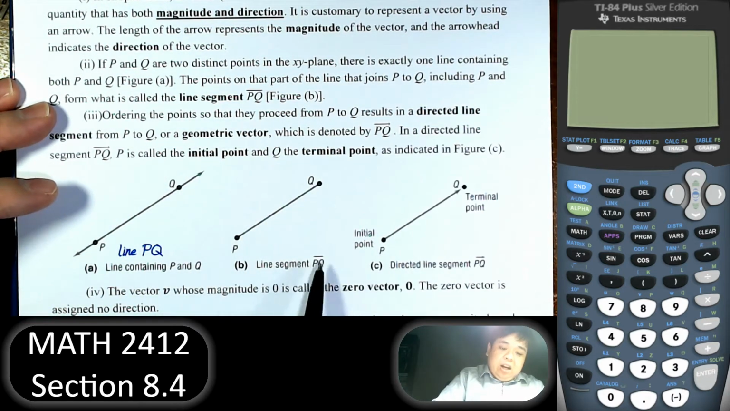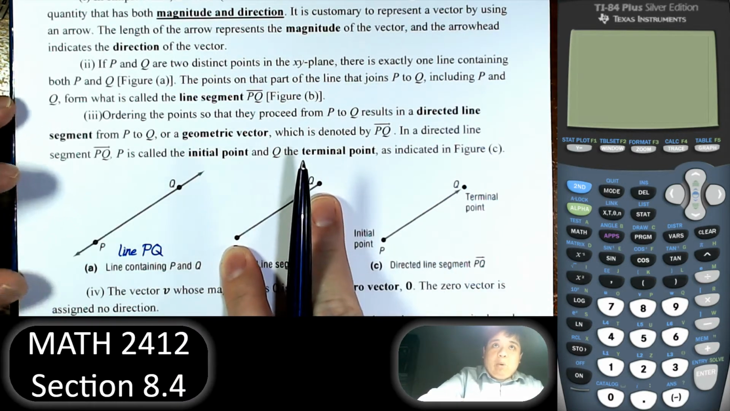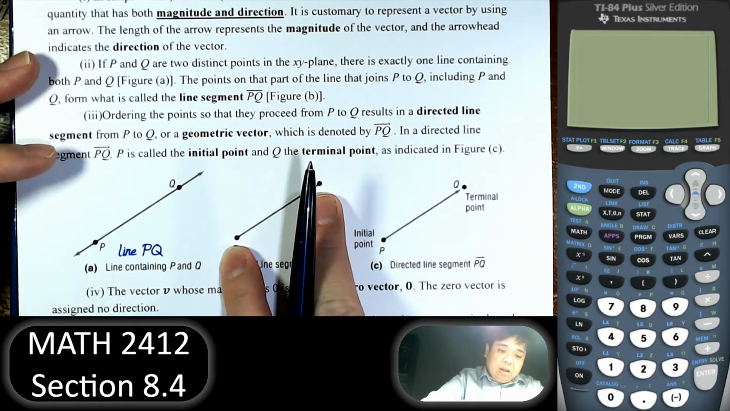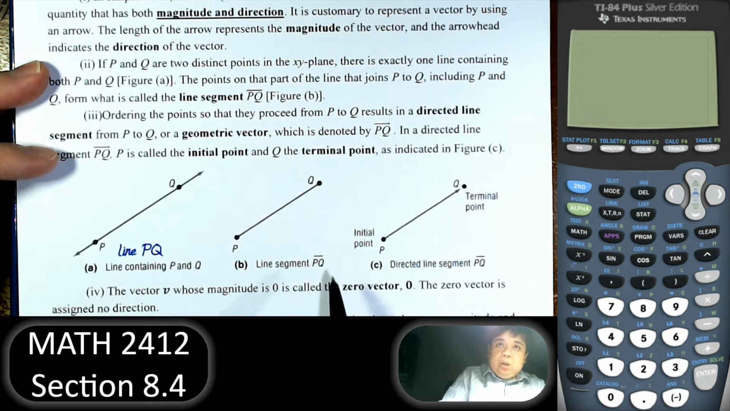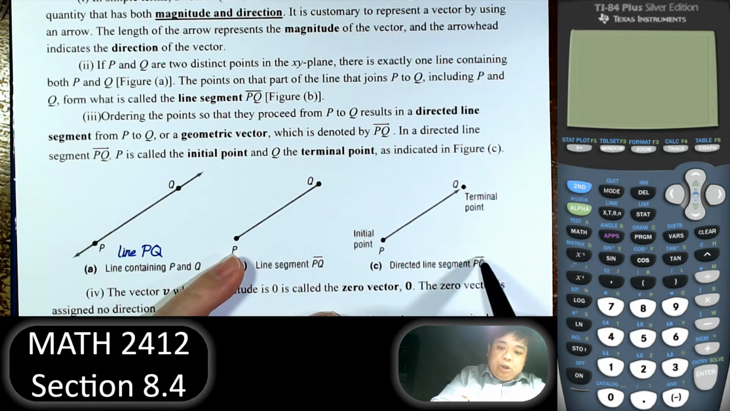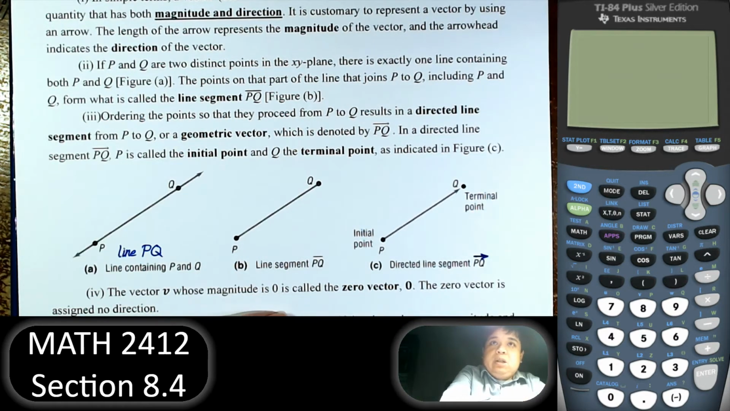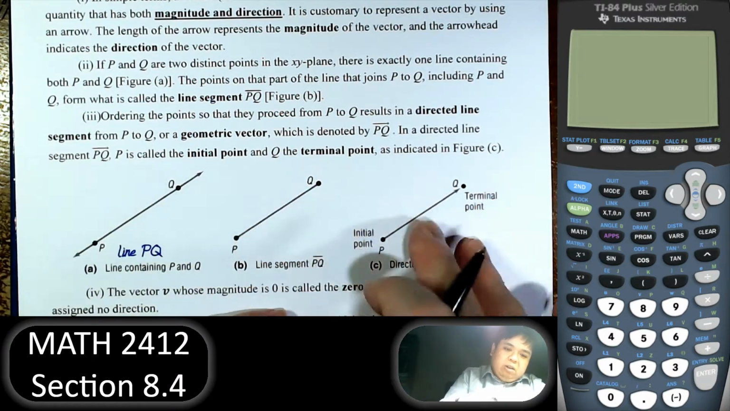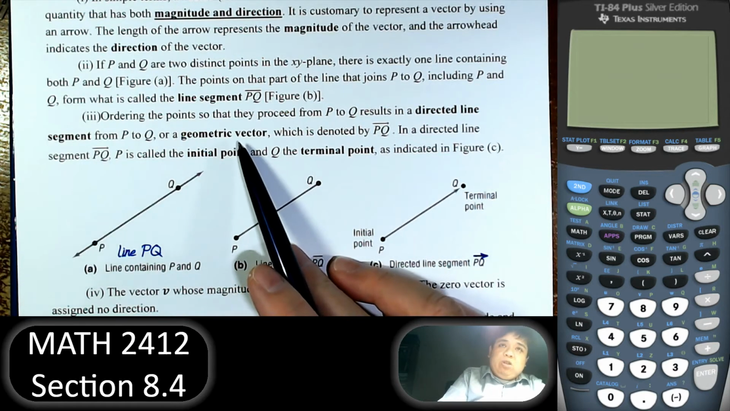If we write the line segment PQ, P and Q are the endpoints of the line segment. The notation for the line segment is a line above PQ. And now we write a directed line segment P to Q. The notation will have an arrowhead above PQ. So that is three different quantities, and the vector is a directed line segment, and it's called the geometric vector.